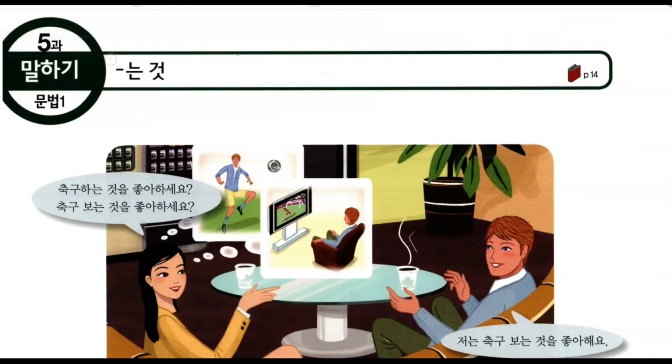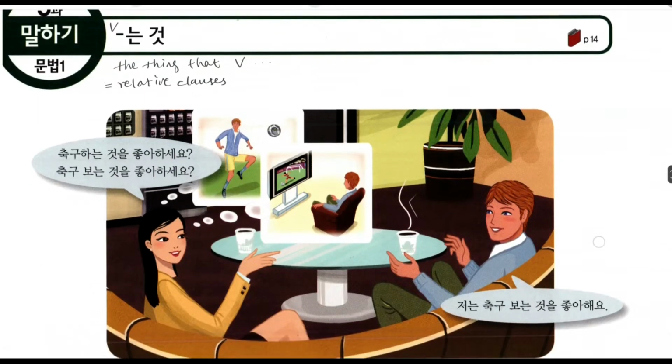자, 봅시다. verb는 것 있네요. The thing, that verb, ... So basically it's equivalent to English relative clause. 자, let's go through the dialogue.